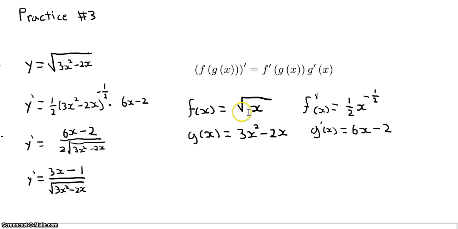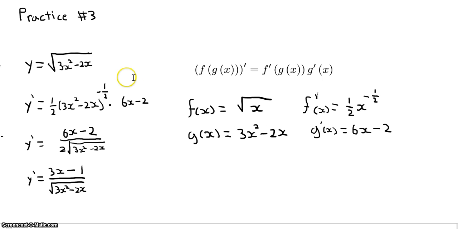So if you have those two functions, we can find the derivatives of it. The derivative of the square root of x is 1/2 x to the negative 1/2, because square root of x is really the same thing as x to the 1/2. And if you want to use power rule, you get this. And then for the function 3x squared minus 2x, the derivative of that is just 6x minus 2 using power rule.